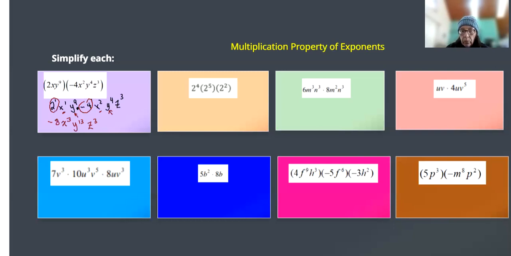Let's take a look at the next one. We have 2 to the 5th, or 2 to the 4th, excuse me, times 2 to the 5th times 2 squared. Even though they're numbers, they're still bases. That's 2 to the 4th, 2 to the 5th, and 2 to the 2nd. The bases are the same, so carry it along. Don't multiply the bases together. Then add your exponents. 4 plus 5 is 9, plus 2 is 11. So it's 2 to the 11th. And if you want to do that on your calculator, you can.